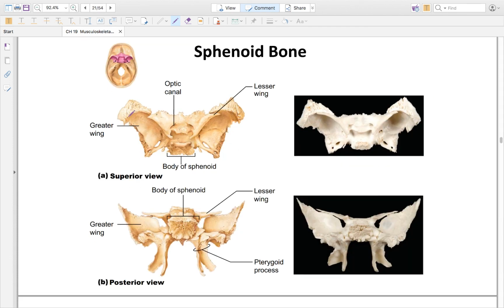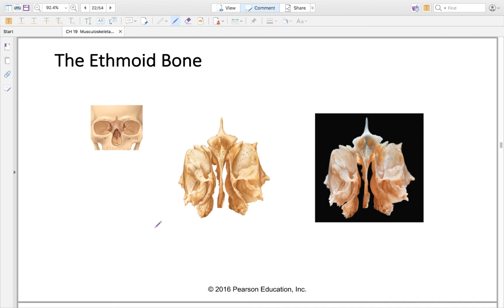The sphenoid bone. You want to be able to identify the sphenoid bone on its own, and I always say that it looks like a bat, because it does. These are two views of the sphenoid bone, and these are two views of a real sphenoid bone, and it kind of has these bat-like wings.